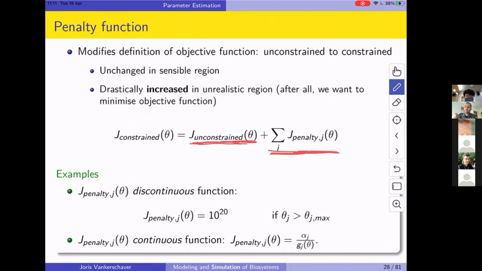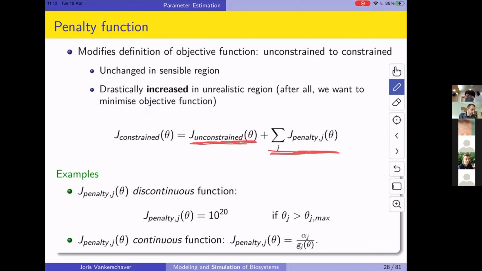And we'll have one penalty term per constraint that we want to impose on the parameter. So if you say this parameter has to be positive, that's one constraint. If we say this parameter has to be within this range, that's two constraints. That's one constraint for the lower bound, one constraint for the upper bound. If we have three parameters that all have to be within an interval, that's two constraints for each parameter, so 6 constraints total.